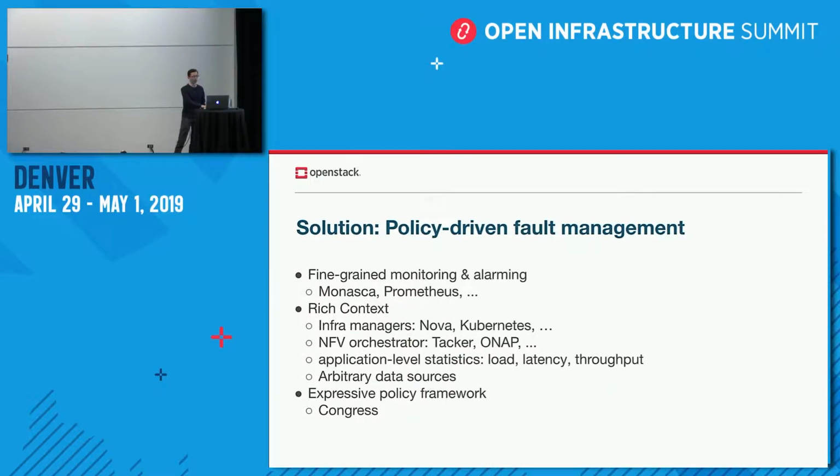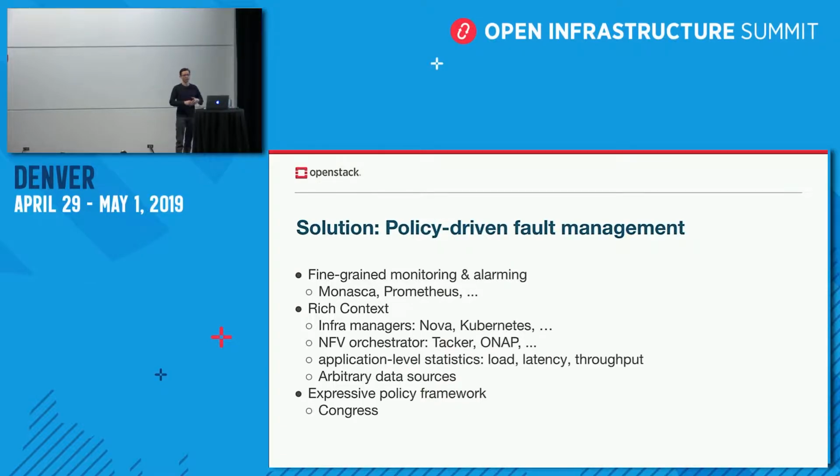So with all this complexity in terms of fault scenarios and appropriate responses, what can we do about that? One solution we'll talk about here is policy-driven fault management. It comes with 3 big pieces. First is fine-grained monitoring and alarming. Examples of this include Monasca and Prometheus and so on.